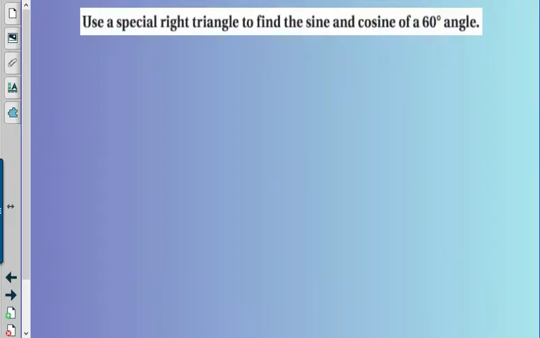And then this is the one that I like the most. You use a special right triangle to find the sine and cosine of a 60 degree angle. Okay, so I really think these are great problems. I don't know anything about this triangle. All I know is that the short leg, if I double that, gives you the hypotenuse. If I multiply that by root 3, it gives you the longer leg.